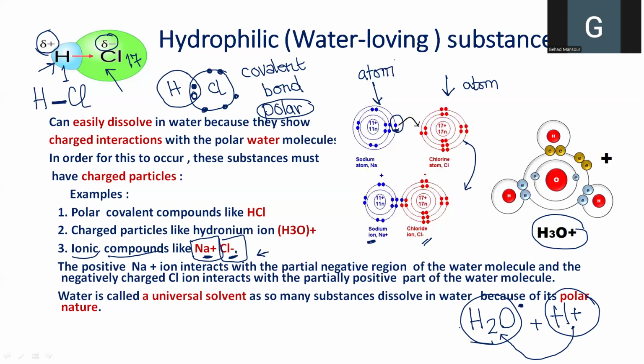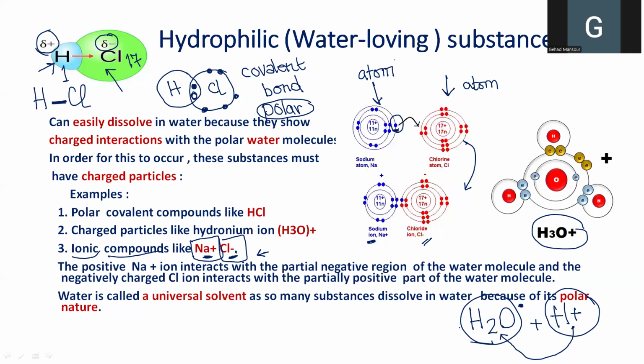Because water is polar, it helps dissolution of all these substances that carry charges. And that's why we say that water is an almost universal solvent, because many substances can dissolve in water because of its polar nature. Why do they dissolve in water? Because water is polar on one side and the substances themselves carry charge.